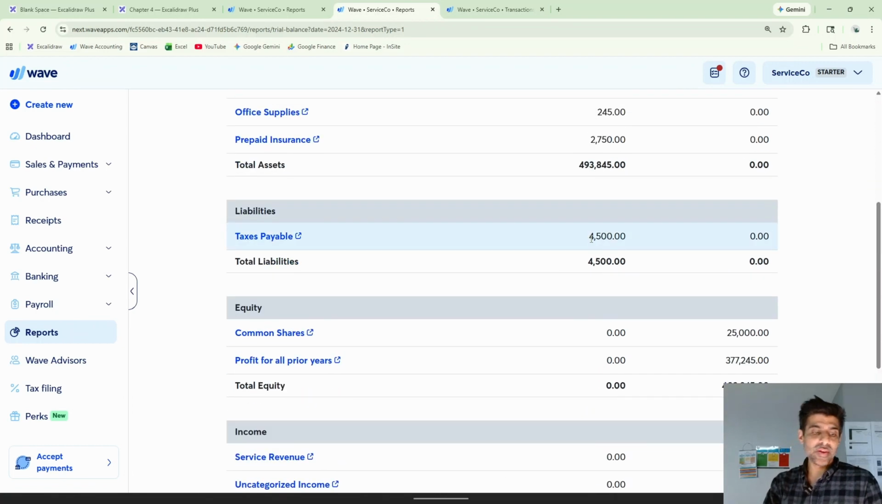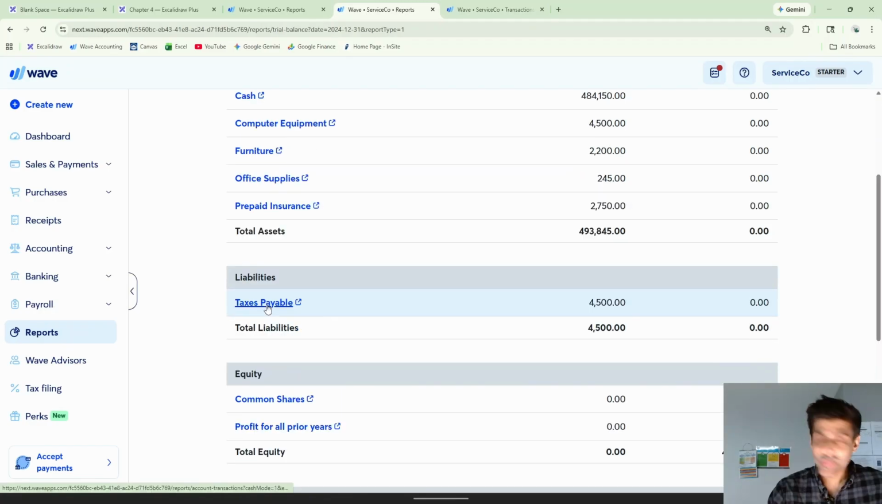So I must have incorrectly debited accounts payable. This should actually be tax expense, because I think what I did was debit taxes payable, credit cash, right? Why is that wrong?